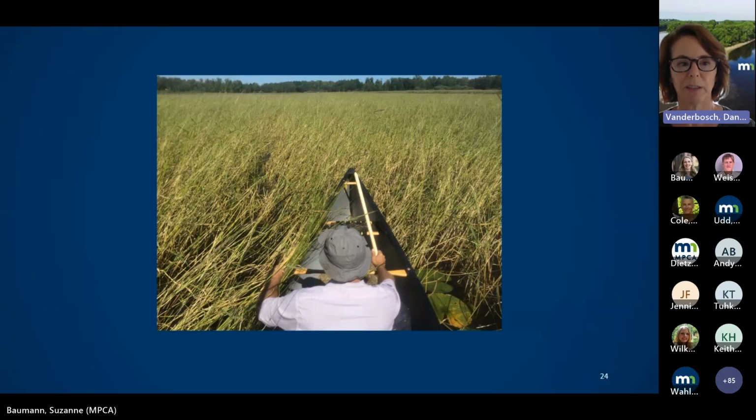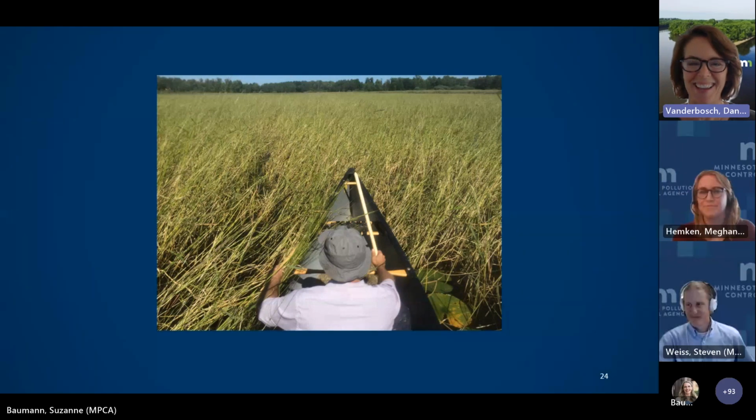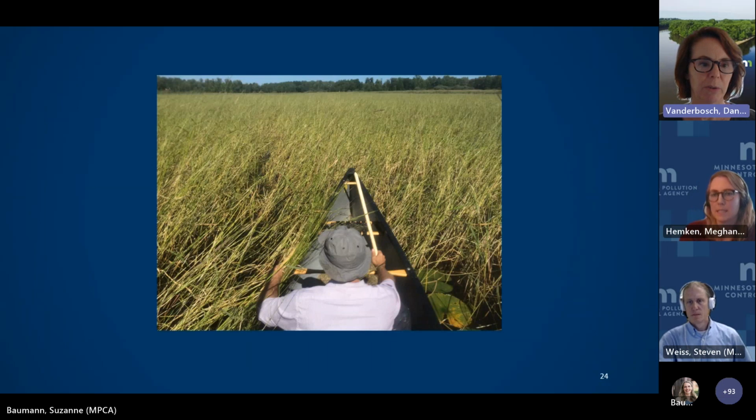Okay, Steve and Megan, you need to stay on camera because there's more questions for you. I think this one is for Megan too. Has there been consideration for situations where multiple permittees are upstream of only one wild rice producing water body? In other words, how might multiple permittees handle one water body for a site-specific standard? I'm thinking specifically of the Mississippi River segment downstream of the Twin Cities. So that's a great one to chat about.